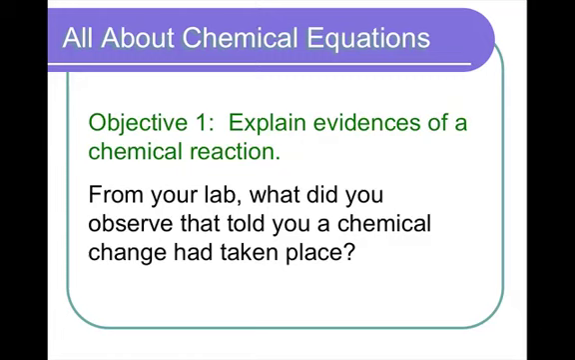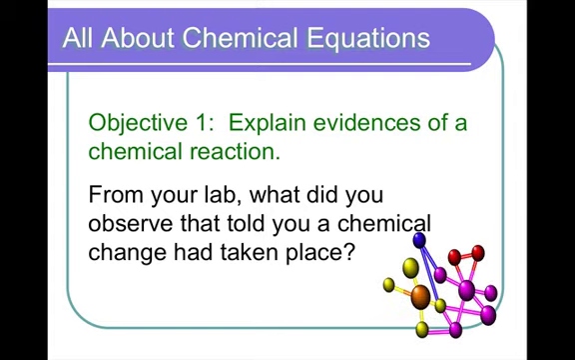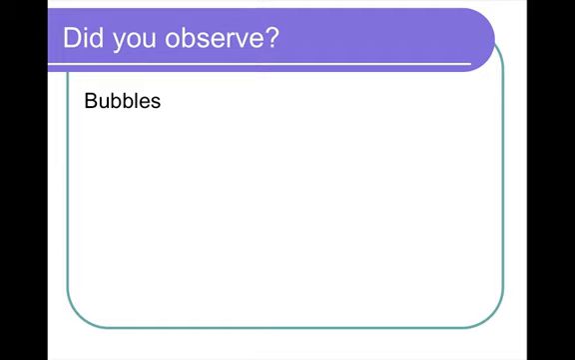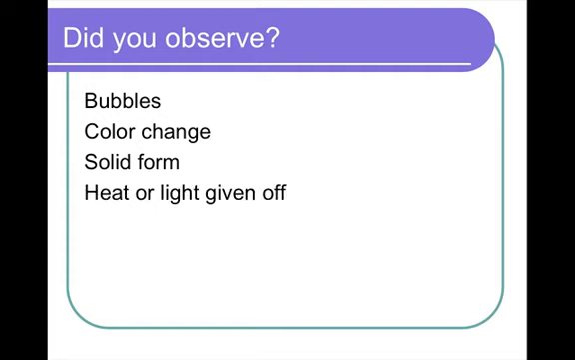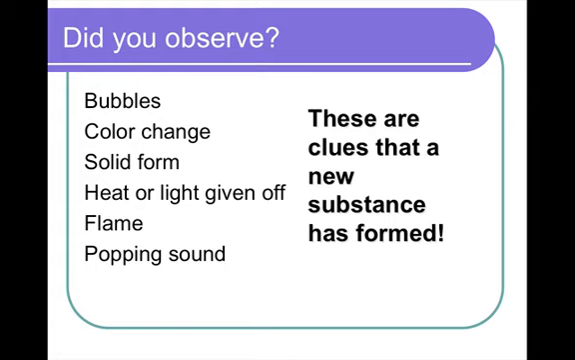All about chemical equations. Hopefully, you've done a lab experiment and you've seen some chemical changes that have taken place. Here are some things you might observe: bubbles, color change, a solid forming, heat or light given off. That's sometimes really cool. Flames, popping sounds. These are all different clues that a new substance may have formed.